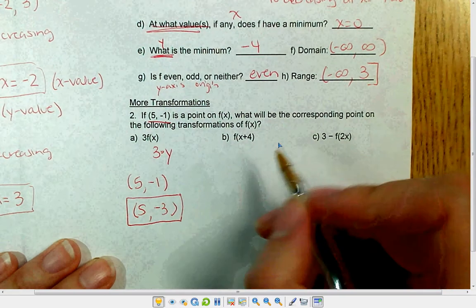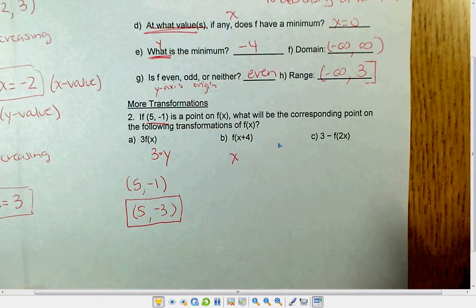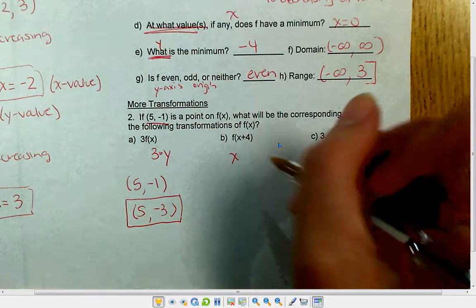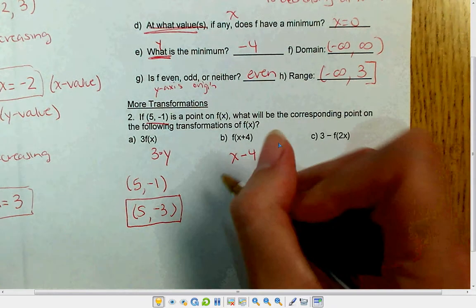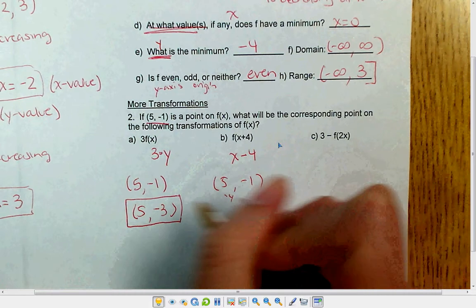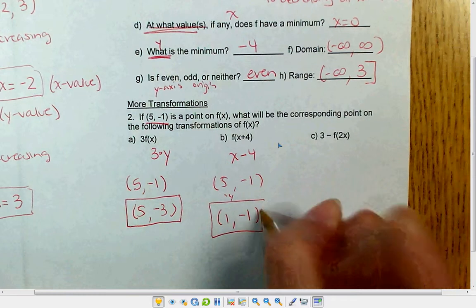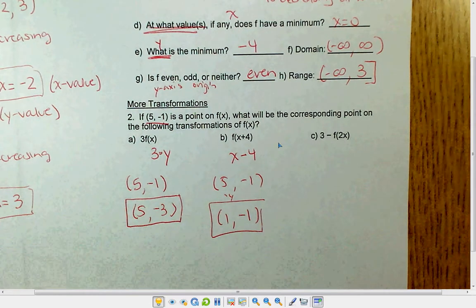For B now, this +4 is inside the parentheses, so this is going to be affecting our x. Because it's affecting our x, we know it's the inverse operation, so we're actually going to be subtracting 4. So now if we're subtracting 4 from this 5, it gives us 1, and our y stays the same, so it's still -1. That's our new point.